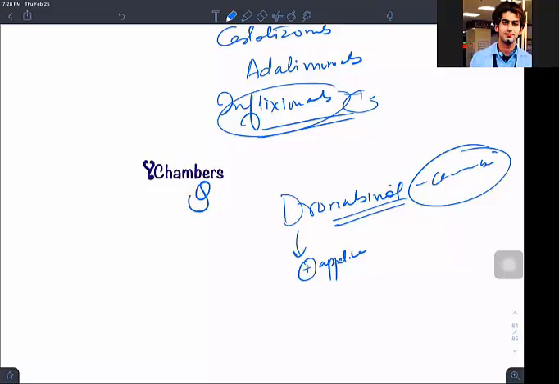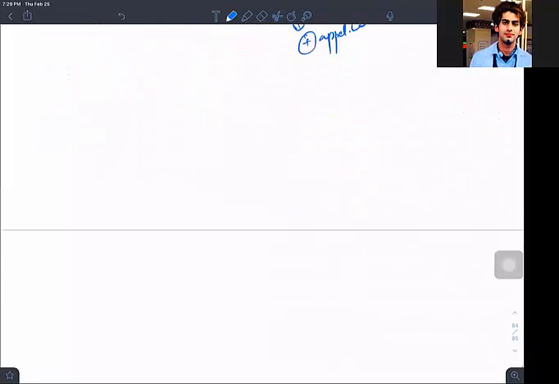By the way, can we know what is netupitant? Netupitant is an NK1 blocker. It is an NK1 blocker, but it has central penetration power. It can enter the brain. So it should never be given with warfarin. Are we clear? Is there any doubt?